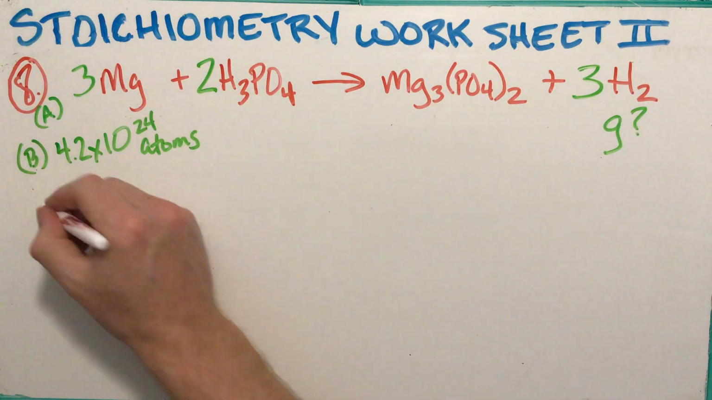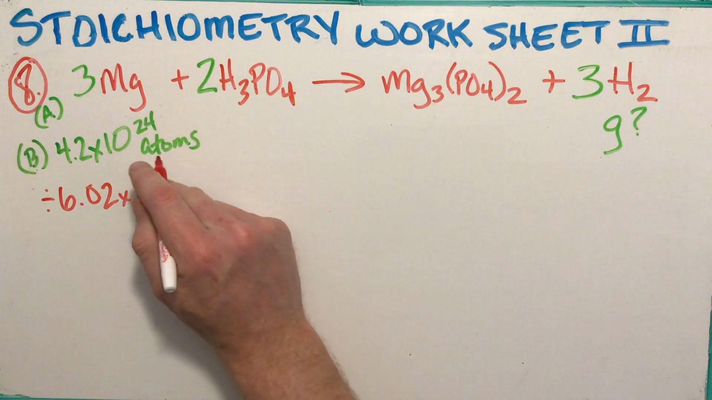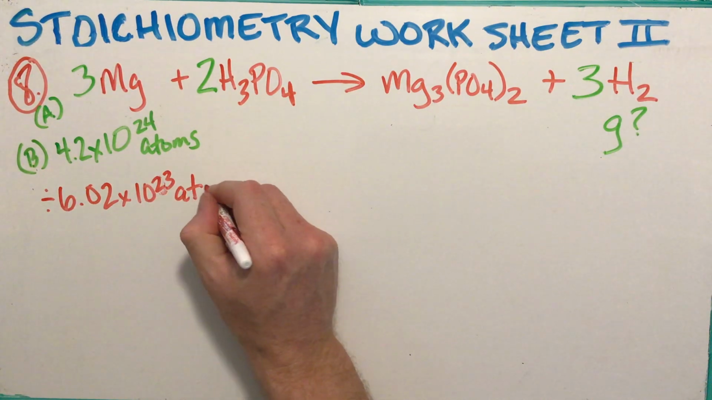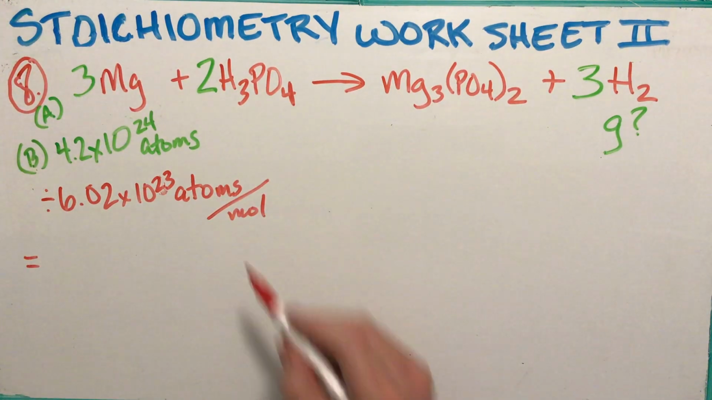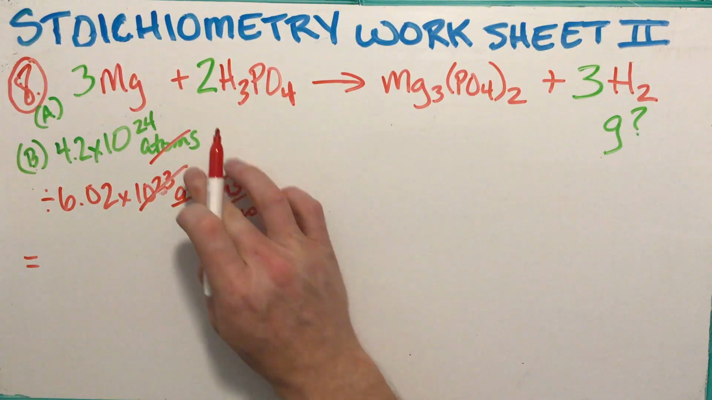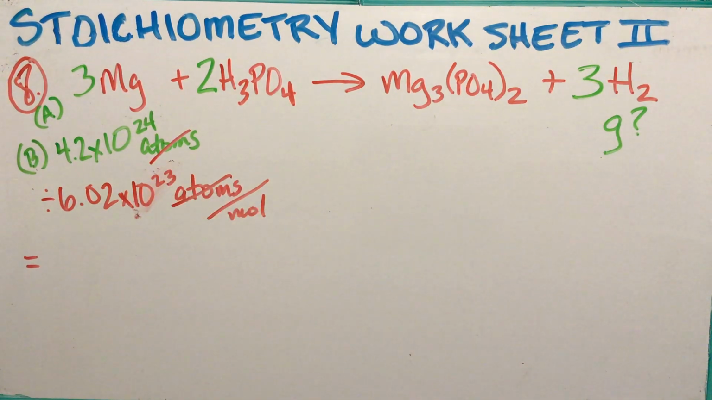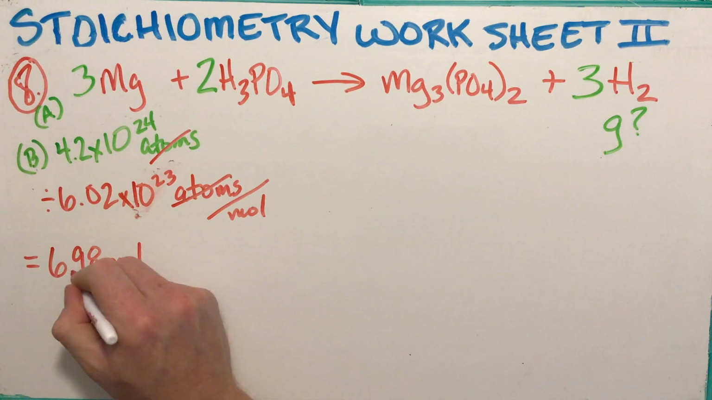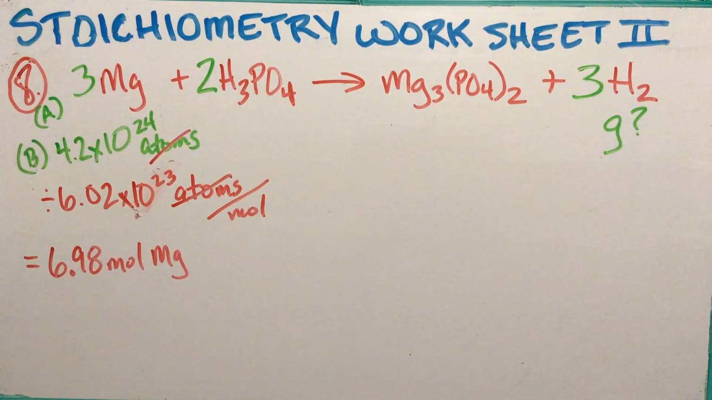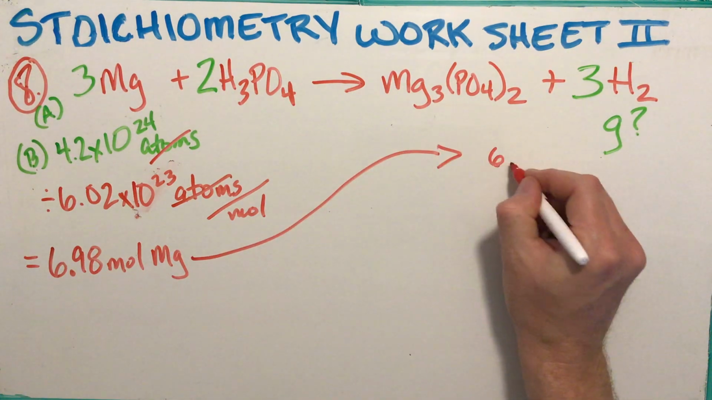So what we're going to do is take that, and we're going to divide it by 6.02 times 10 to the 23 atoms per mole. When I do that, atoms divided by atoms will cancel. I will be left with moles, and it's going to be 6.98 moles of the magnesium. Now that I have it in moles, now I can use my mole ratio.